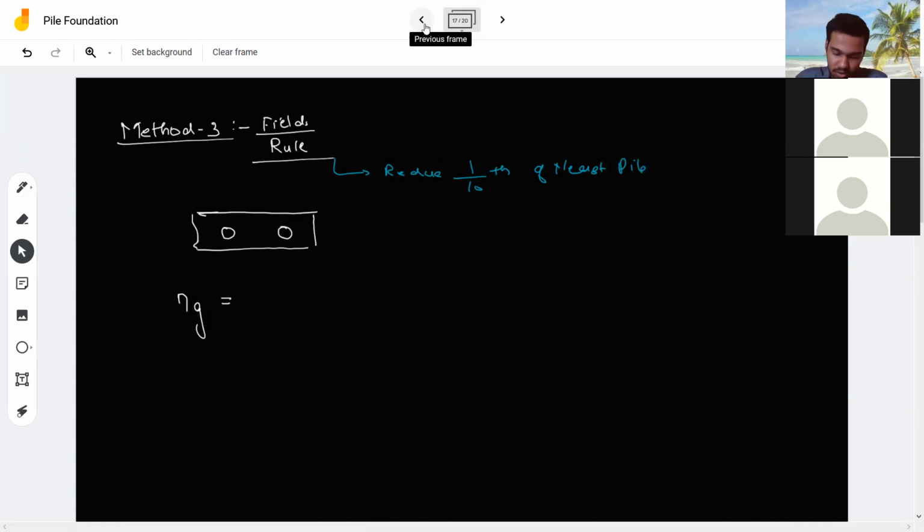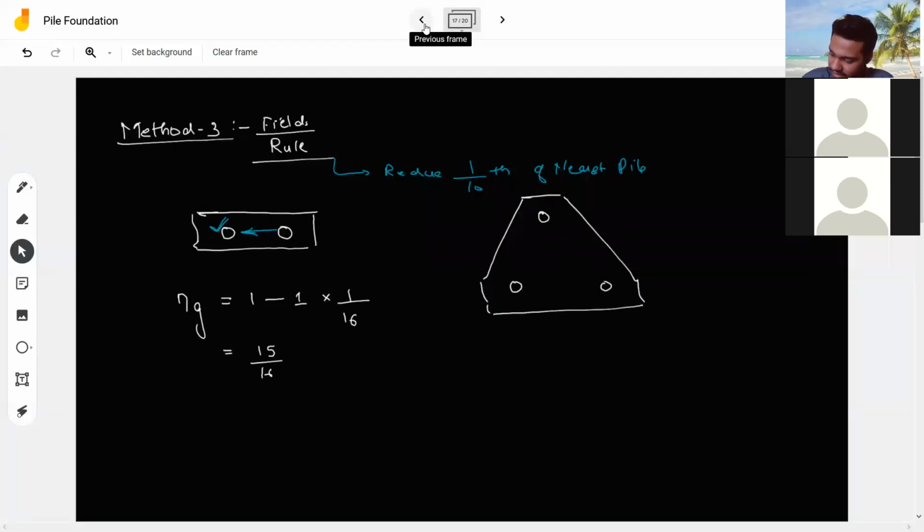You may not have understood this sentence properly. I will teach you. If I'm considering this pile, how many nearest piles are there? There is 1, right? So I will reduce: 1 minus number of piles, which is 1, so 15/16. Let us go to 3 piles. 3 piles we normally place in a triangle format, and this is my pile cap. Okay, how will we find Eg in this? I consider one pile from this. I am considering this pile. So this is equal to 1 minus, because you're reducing it, 1 minus 2 into 1/16, and this becomes 14/16. The 16 goes here, so 16 minus 2, that is 14, 14/16.